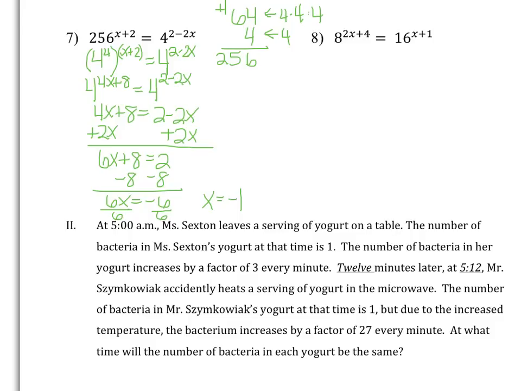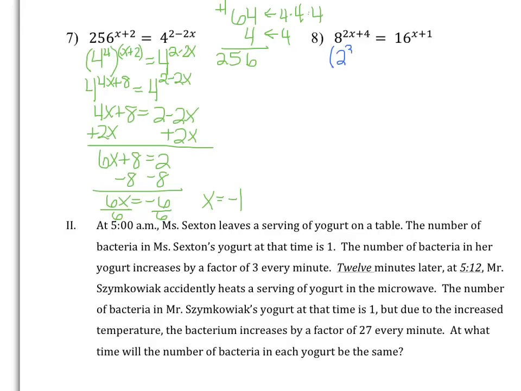For number 8, I've got 8 and 16. Now my gut first would be like, oh, 16, I can make that into a base of 8 because 8 times 2 is 16. But remember, we're dealing with exponents, and that doesn't really work. So then I could think 16 is 4 squared. But remember, I can't make 8 into a base of 4. But I can make them both into bases of 2.